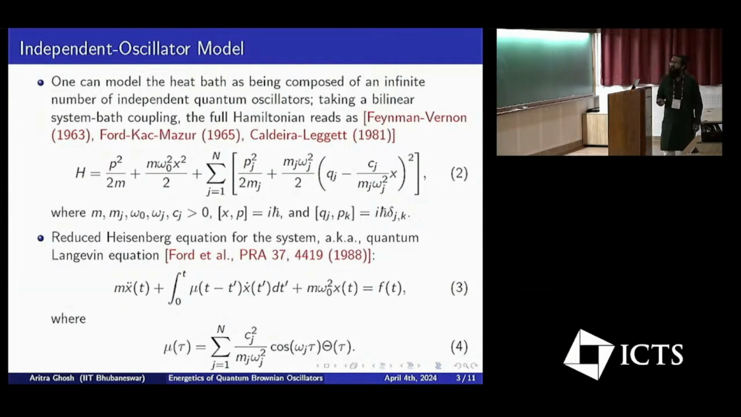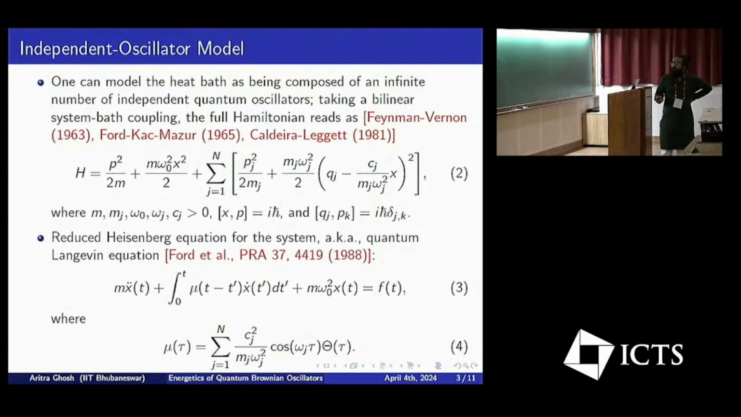So the model is a harmonic oscillator, which is the system, together with the bath and the interactions. Here we see the interaction term. If you open the square, we get a q_j x summed over all j. That's my bilinear coupling. And you also get an x squared term, which is to compensate for bath-induced frequency shifts and all that. This goes under many names: the Feynman-Vernon model, Caldeira-Leggett model, Ford-Kac-Mazur model, also sometimes the Zwanzig model.